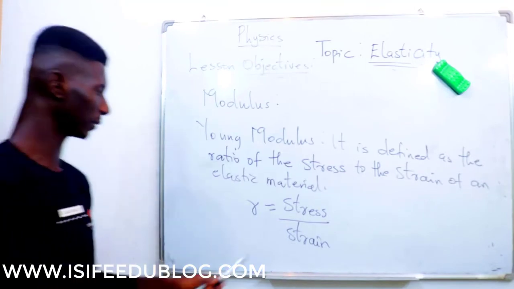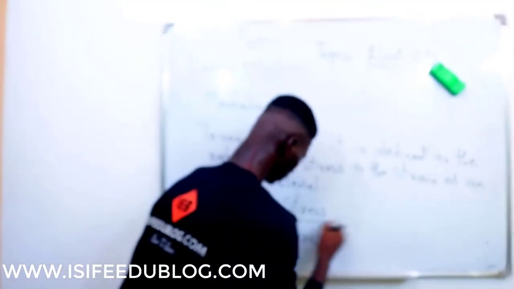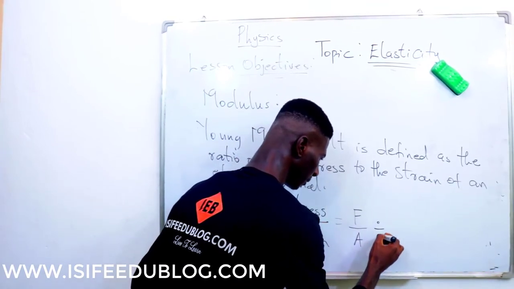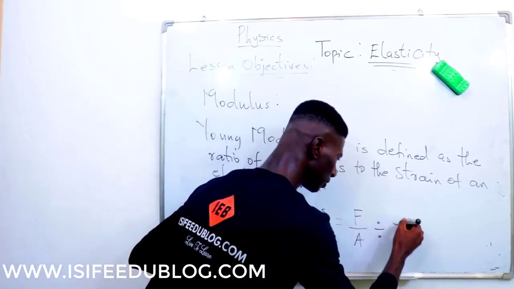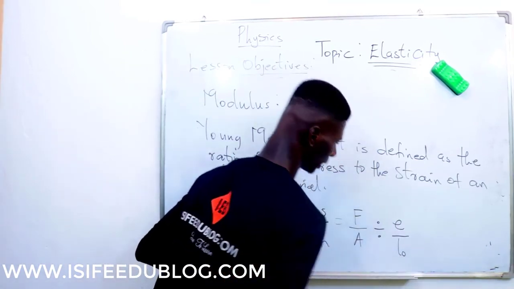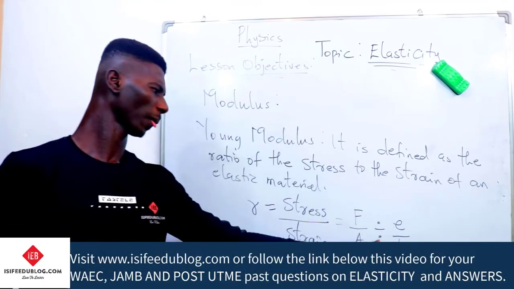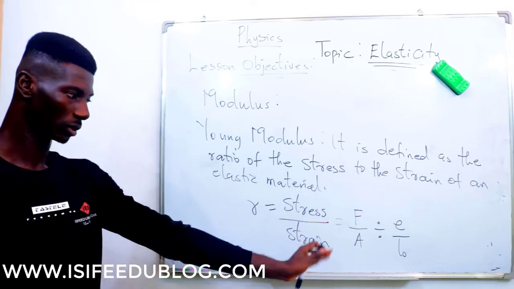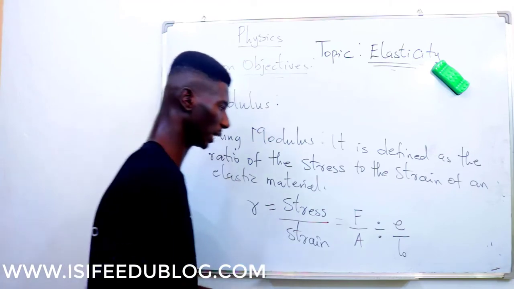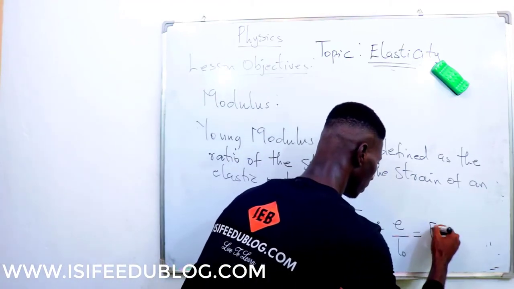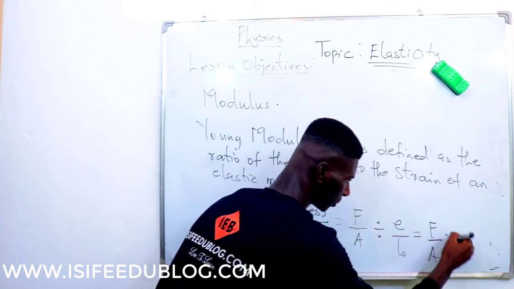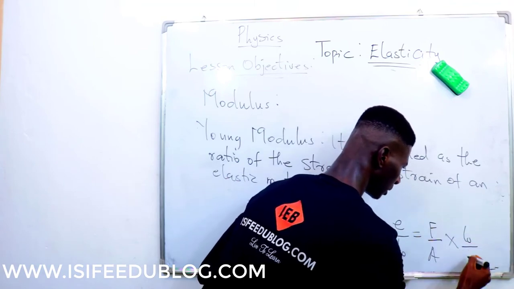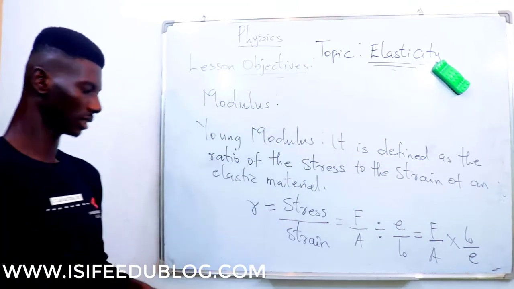Now we have our formula for stress. Stress is force over area, divided by strain, which is extension over original length. If you remove the division sign, you have to put a multiplication sign and invert. Some textbooks, if you don't want to solve separately, will combine and give you that this is equal to force over area. Removing this, you put multiplication and invert what is divided. So it becomes original length divided by extension. This is the formula for Young modulus.